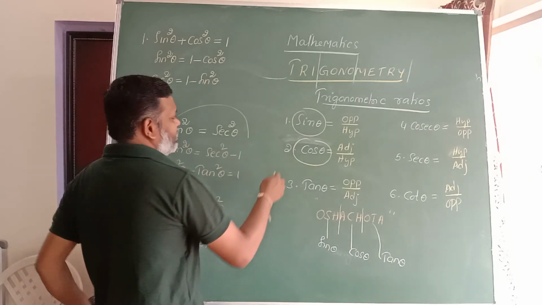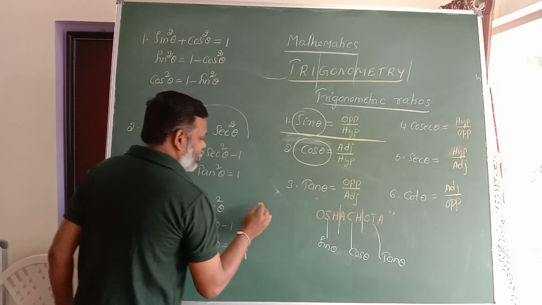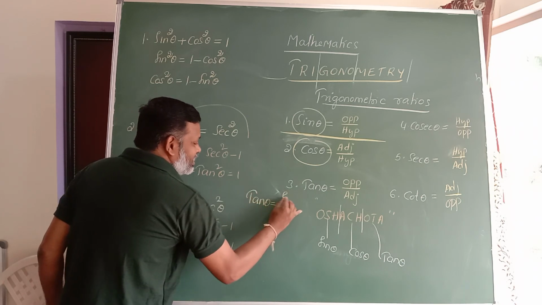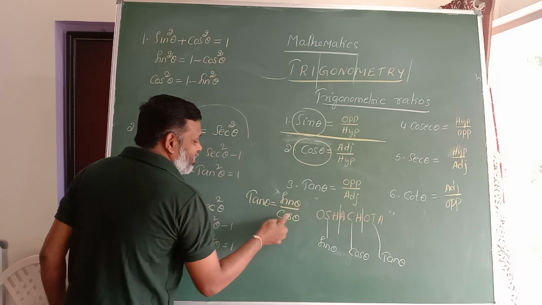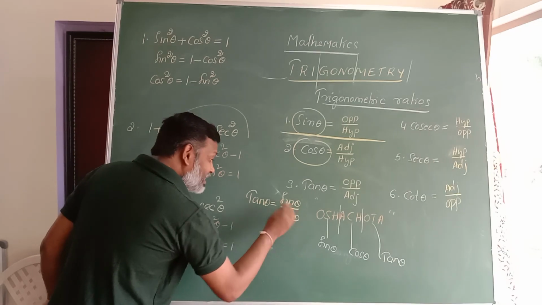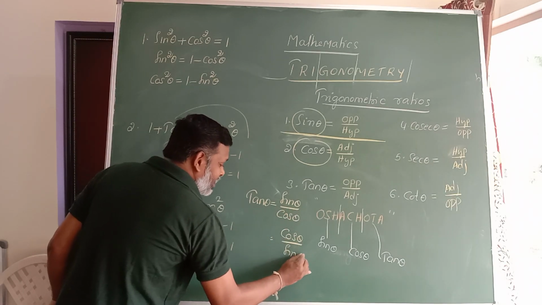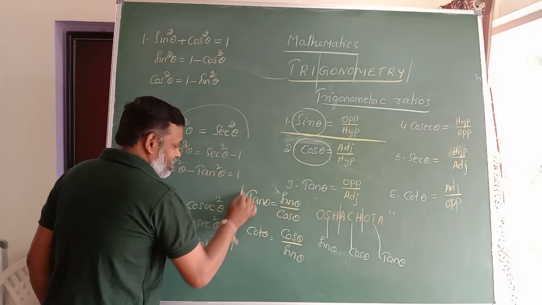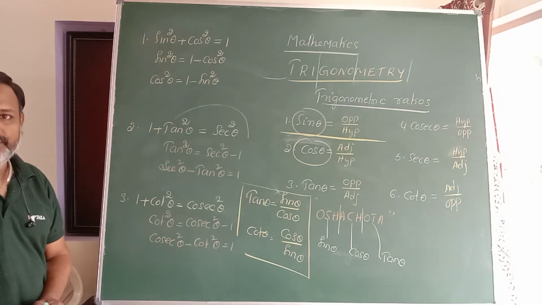And as you say, sin theta divided by cos theta, what will you get? Tan theta. We can write the result: tan theta is always equal to sin theta by cos theta. And the reciprocal of this, cos theta divided by sin theta, the reciprocal of tan is what? Cot theta. This is also a very important result related to this, right?